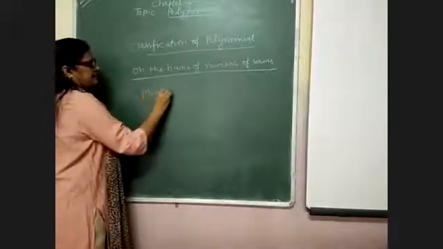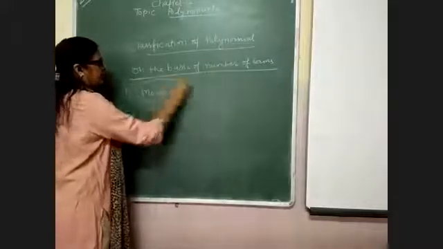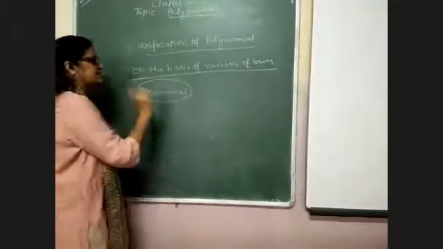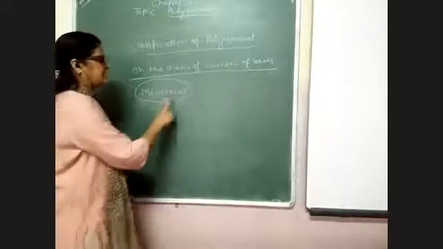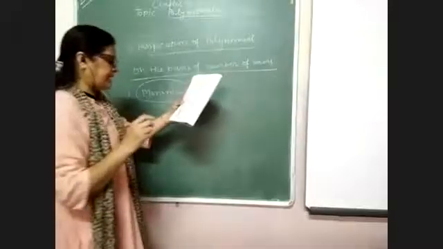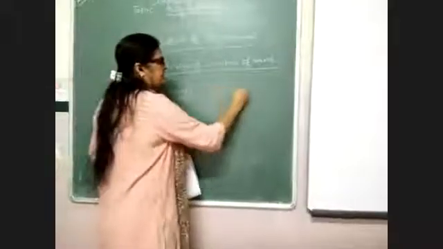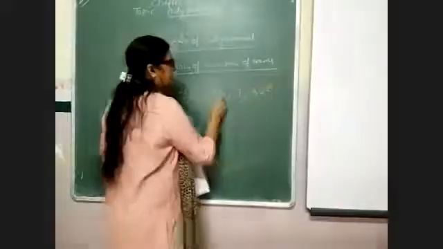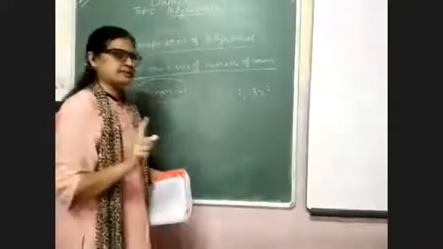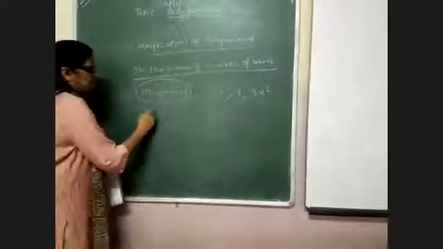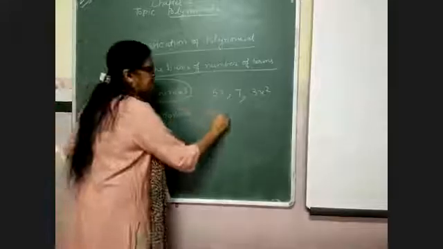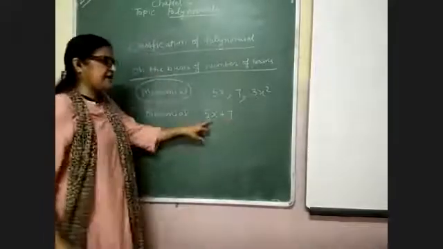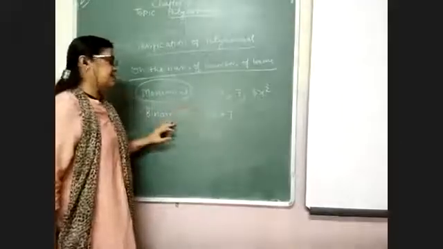The first one is monomial. You already studied about the monomial in the 7th class. Monomial means one term is given. When in the algebraic expression one term is given, that is a monomial. Okay, like 5x, 7, 3x. Here only one term is given in each algebraic expression. Second, binomial. When two terms are used, like 5x plus 7, two terms are used, 5x and 7, then it is called a binomial.